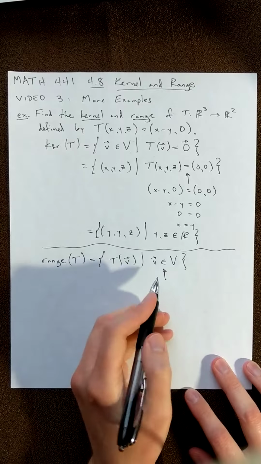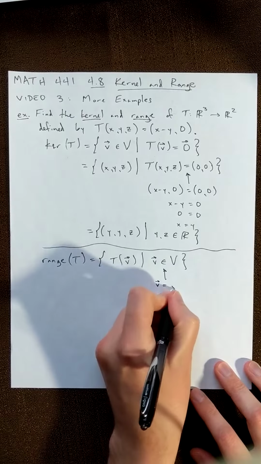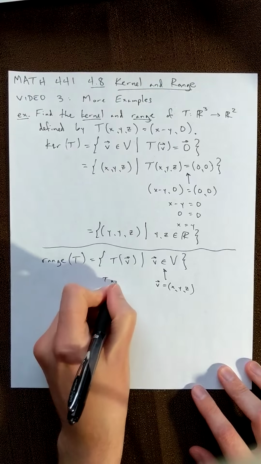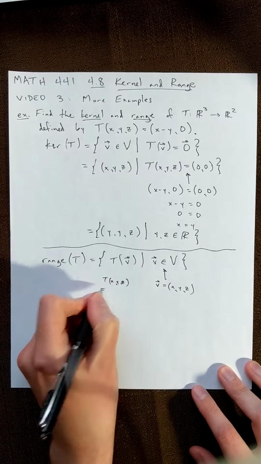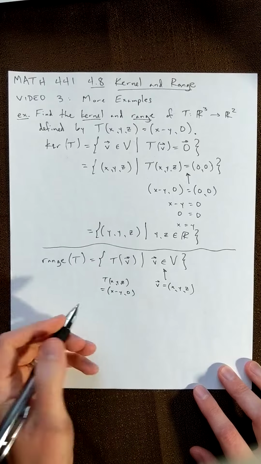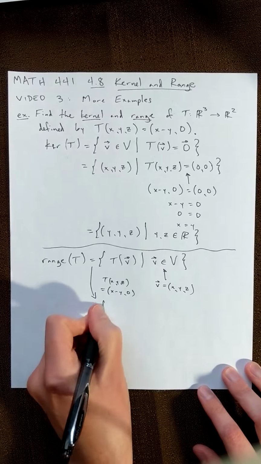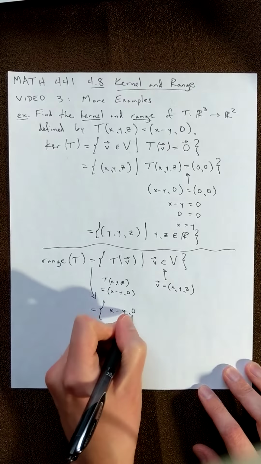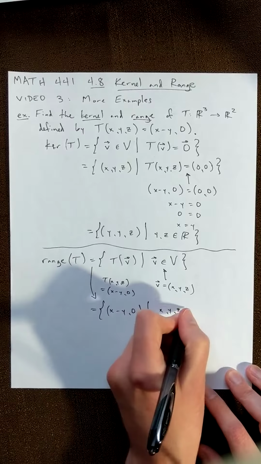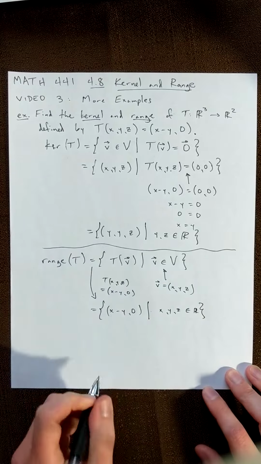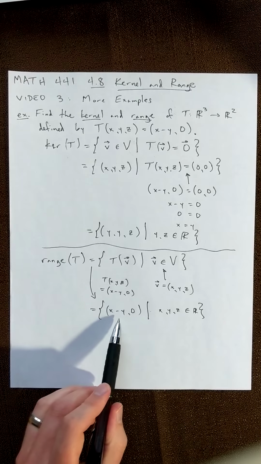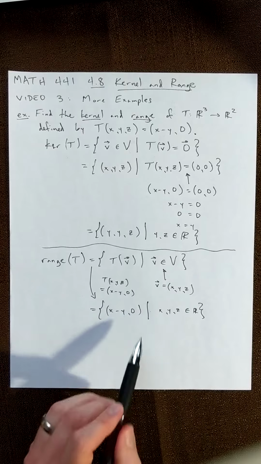So vectors v in V are things that look like x, y, z. And then T of v, the set of possible outputs, T of x, y, z, according to the definition, is things that look like x minus y comma 0. And so if we wanted to, we could rewrite our range as the set of all things that look like x minus y, 0, where x, y, and z are real numbers. Notice z isn't even appearing, but sure, it could be a real number. Again, if you wanted to, you could find a basis of this. The basis would be, well, just constants comma zeros.